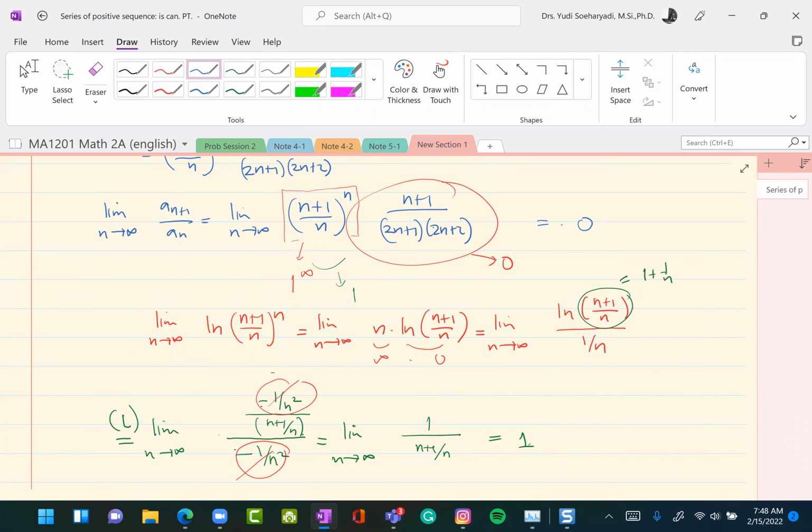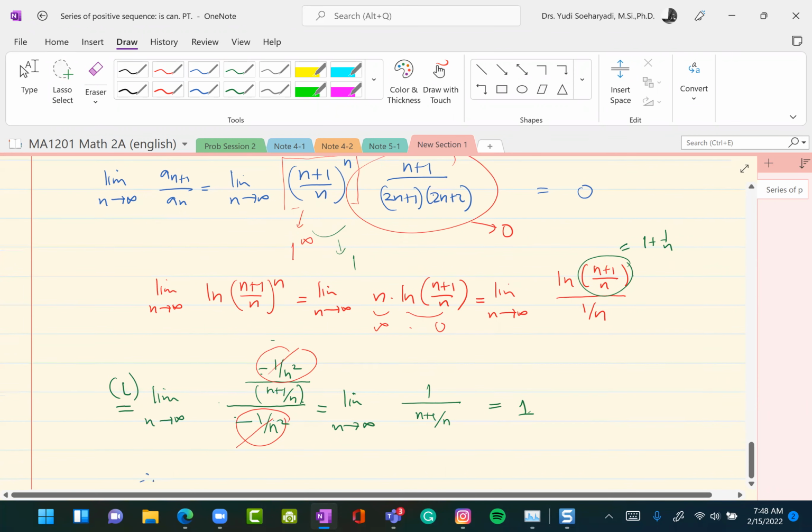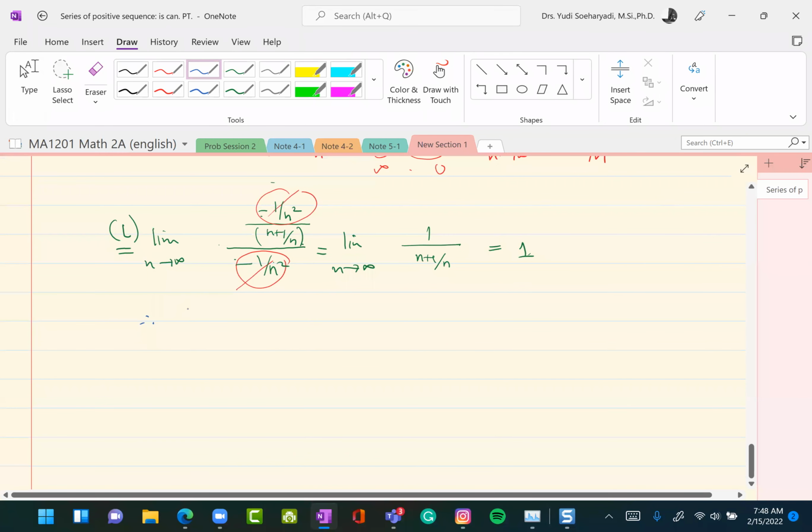Okay, so 0, then we are in the first case of the ratio test. So let me write down the conclusion. By the ratio test, the series 2^n over n factorial converges.